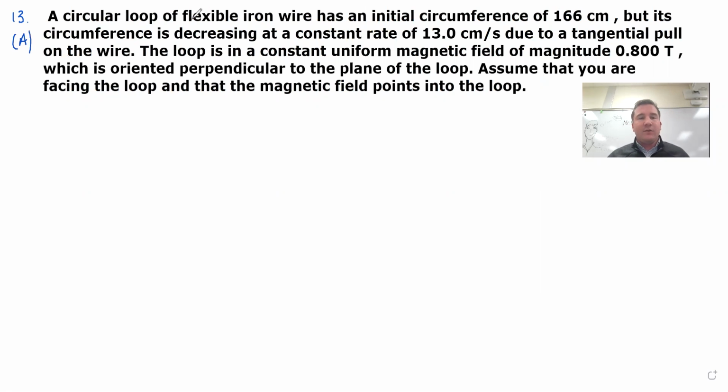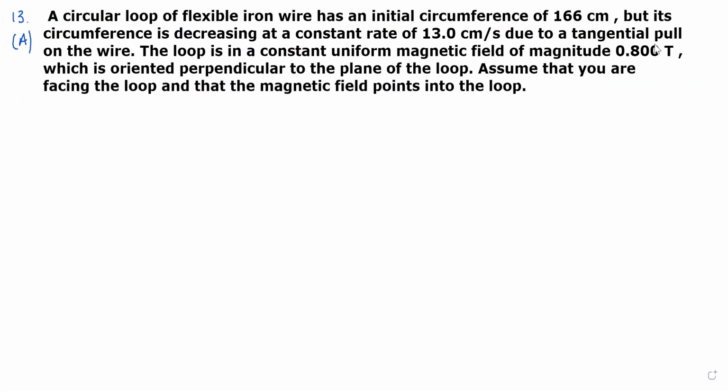So we have a circular loop of flexible iron wire, initial circumference of 166 centimeters, but its circumference is decreasing at a constant rate of 13 centimeters per second due to a tangential pull on the wire. The loop is in a constant uniform magnetic field of magnitude 0.8 Tesla, which is oriented perpendicular to the plane of the loop. Assume that you are facing the loop and the magnetic field points into the loop.